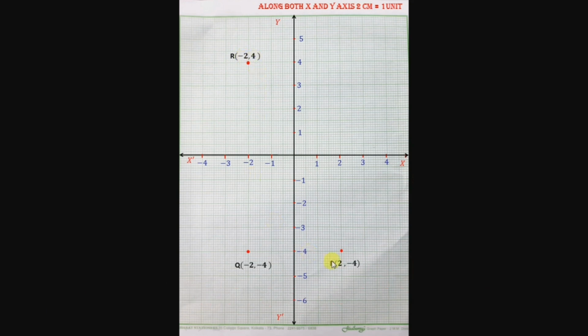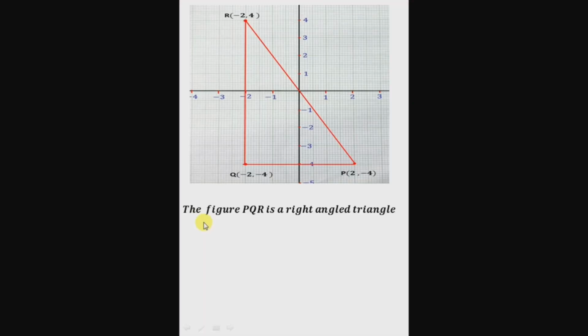Name the figure PQR. Figure PQR is a right angle triangle. Since it's a right angle triangle, the area of PQR is equal to half into base into altitude. Base is PQ and altitude is RQ.